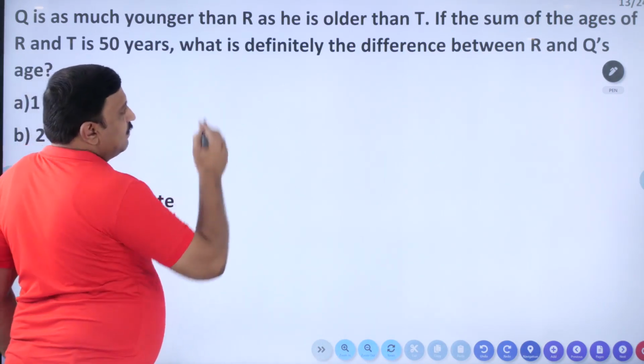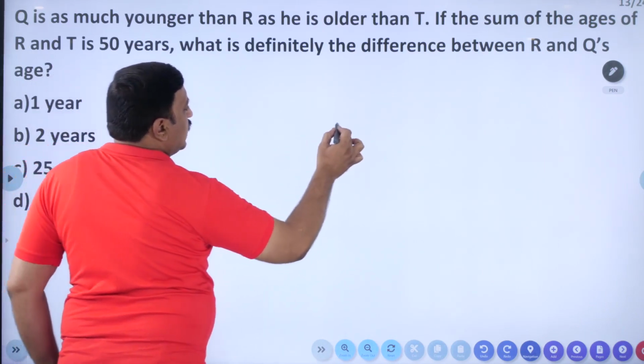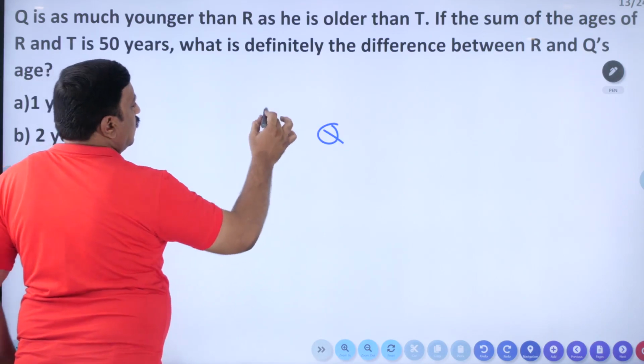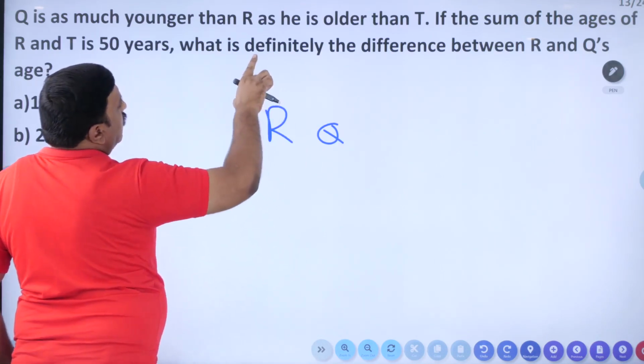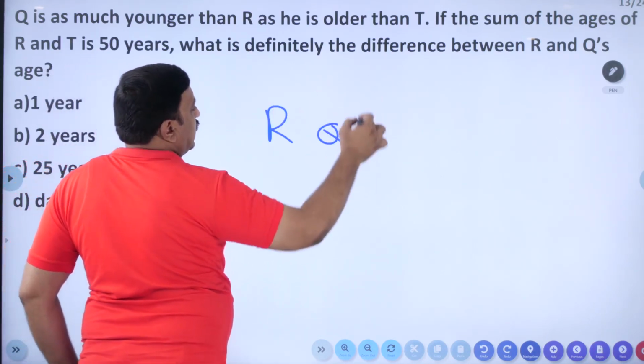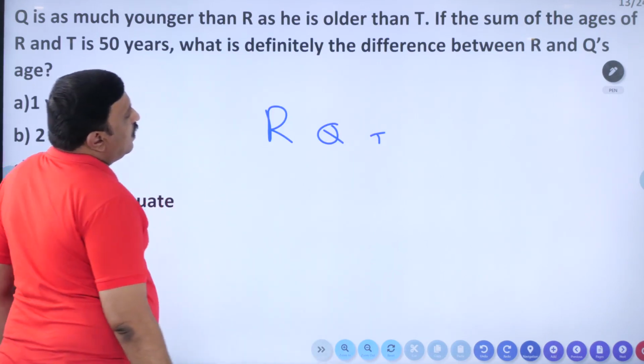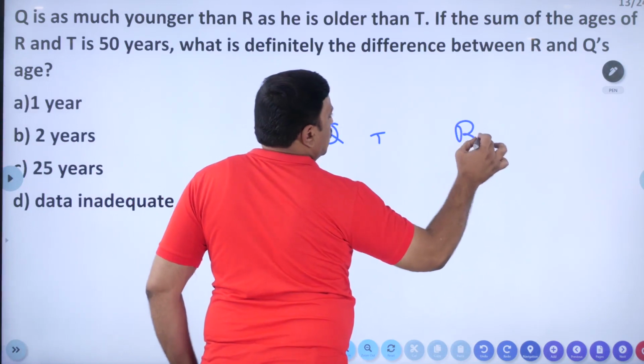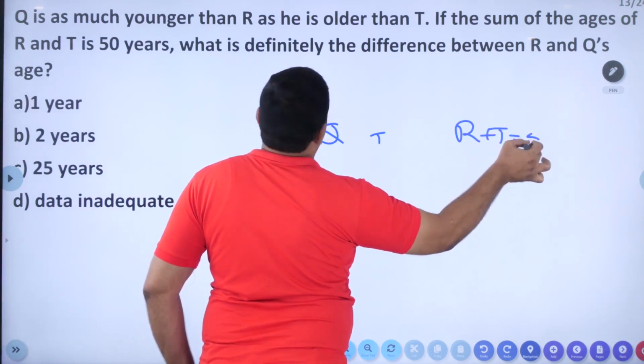Q is younger than R. Q is younger than R. Okay, and as she is older than T, T is very small. If the sum of the ages of R and T, R plus T, which is how much it is? 50.